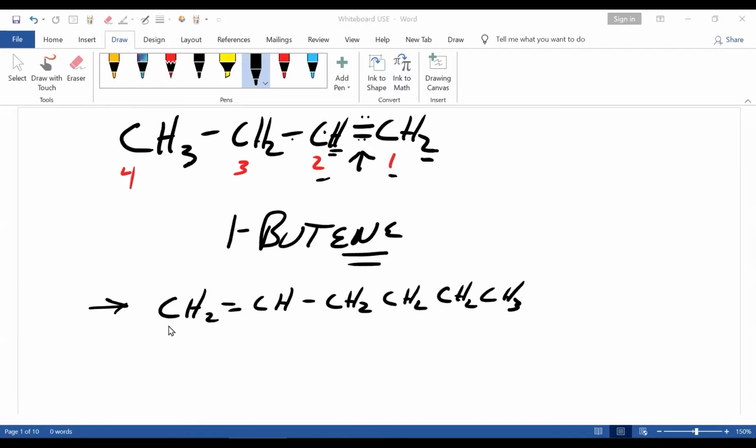All right, why don't you try naming this? Find the longest chain, name it as an alkane, drop the ANE ending, add ENE, and don't forget to put a number.